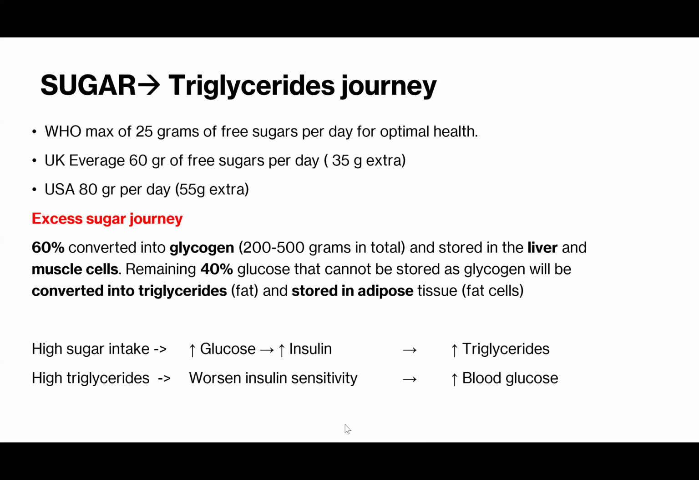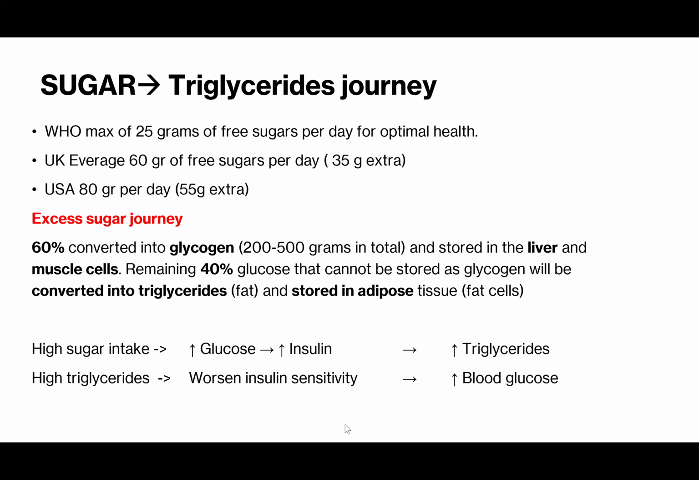But again, ideally we want fructose unprocessed, so not the white sugar we all use. Fructose from fruits is much healthier than processed white granulated sugar, for example, because that has already been processed, so it's not that good. But on average in the UK, for example, the average consumption is around 60 grams of free sugars per day, with 35 grams extra, and in the United States around 80 grams per day, with 55 grams extra. And what happens to this extra sugar?